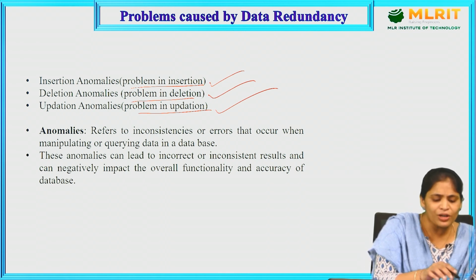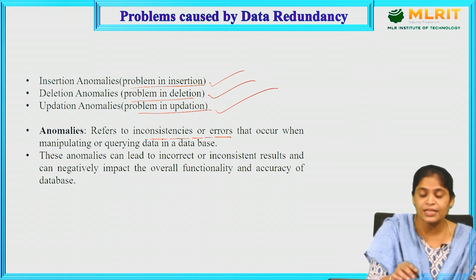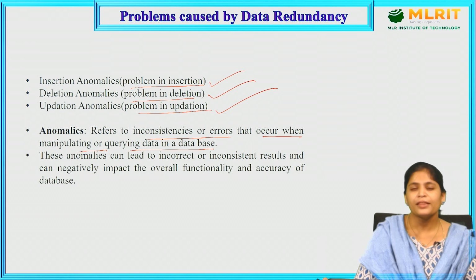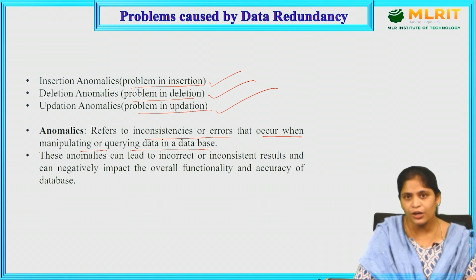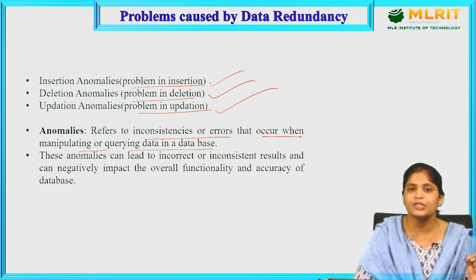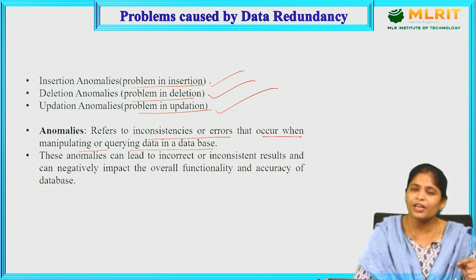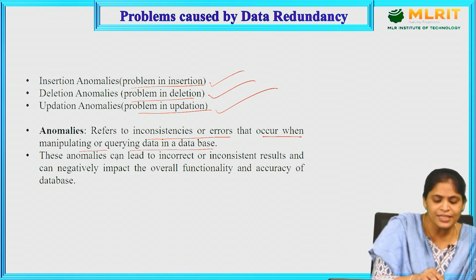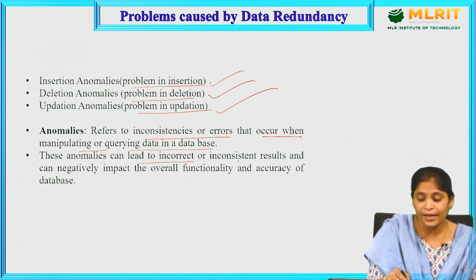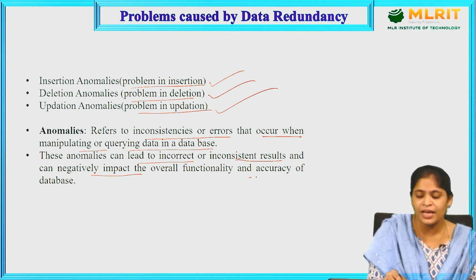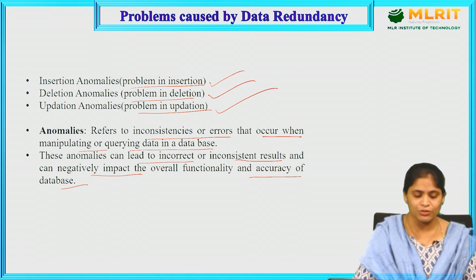So what is an anomaly? It refers to inconsistencies or errors that occur when manipulating or querying the data in a database. Whatever operation we perform on the database, some problems may occur. That is what we call an anomaly. If a problem occurs while inserting data into a database, it is called an insertion anomaly. These anomalies can lead to incorrect and inconsistent results and can negatively impact the overall functionality of a database, and they impact the accuracy of a database also.